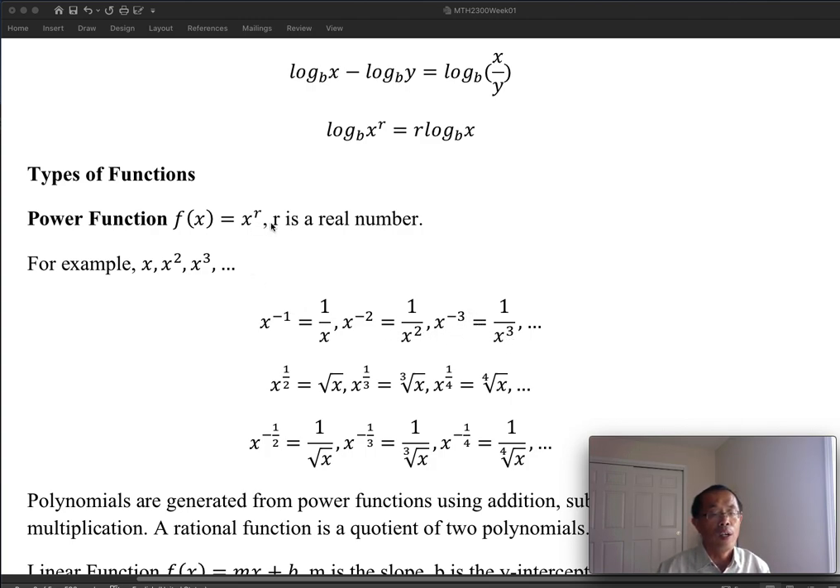And r is a real number, could be positive, could be negative, could be a fraction. Like r is 1/2. To the power 1/2, it is the square root of x. Square root of x is different from 1 over x, and different from x squared, but still they are in the same family. x to the 1/3 is the third root of x. x to the 1/4 is the fourth root of x. So those radical functions can also be considered power functions.